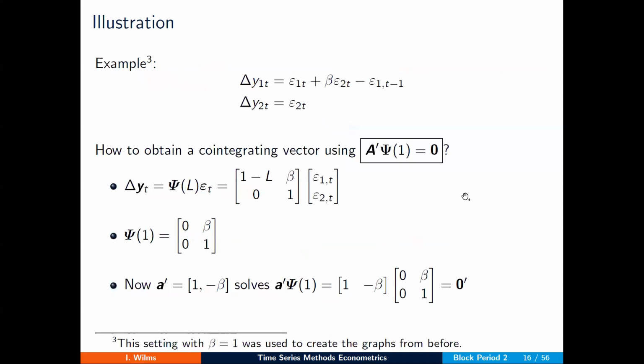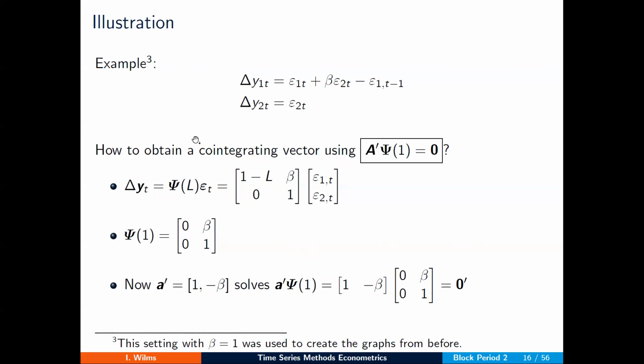Now let's have a look at an illustrative example to see how we can use this condition to obtain a co-integrating vector from an example. And throughout these videos, I will work with this example from the graphs that I've shown before. So the right panel of the plots that I showed you earlier. We have this example where the second series in differences is just equal to an IID error. The first series in differences contains, let's say, the links between both series.